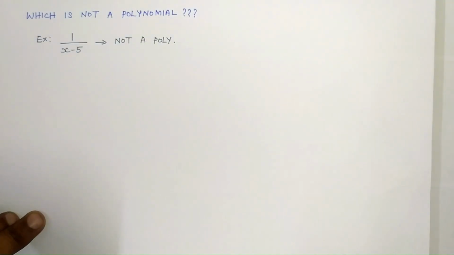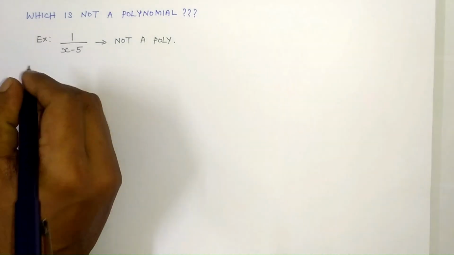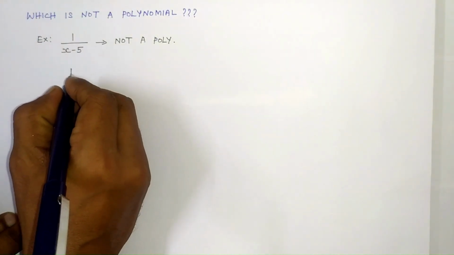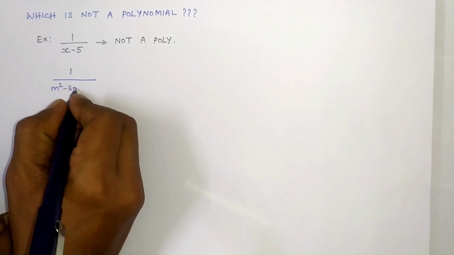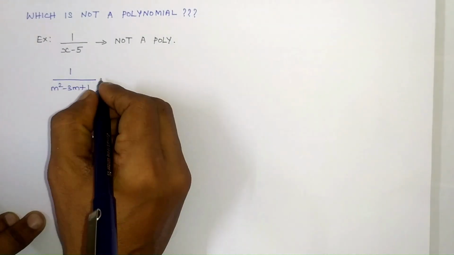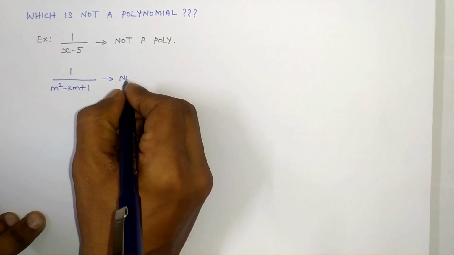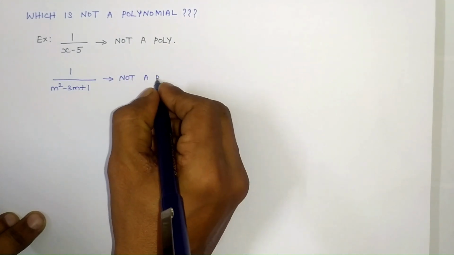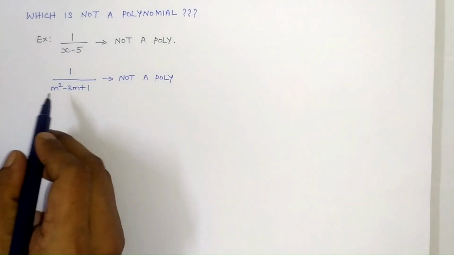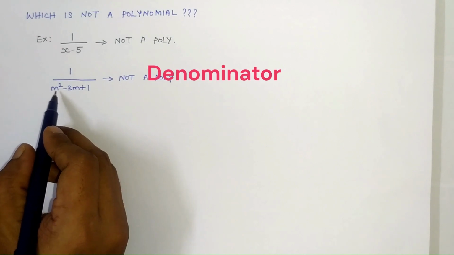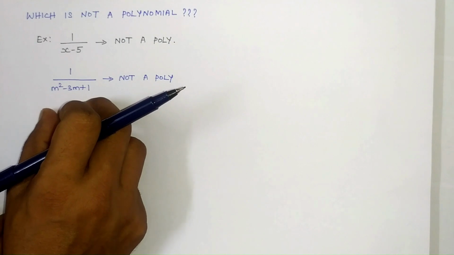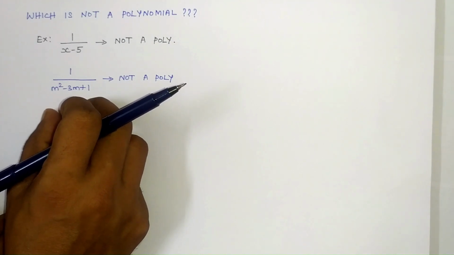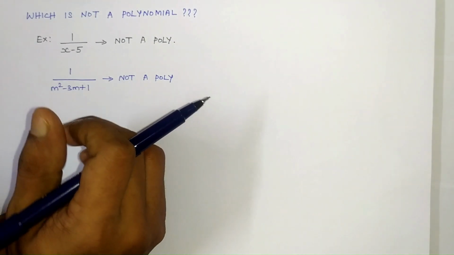Let us look at one more example. Say 1 by m square minus 3m plus 1. This is also not a polynomial, because the variables are in the denominator. This cannot be accepted as a polynomial. Fractions cannot be accepted as a polynomial.